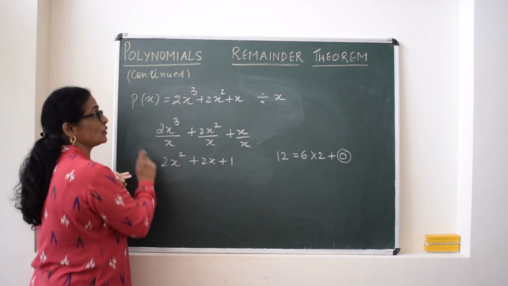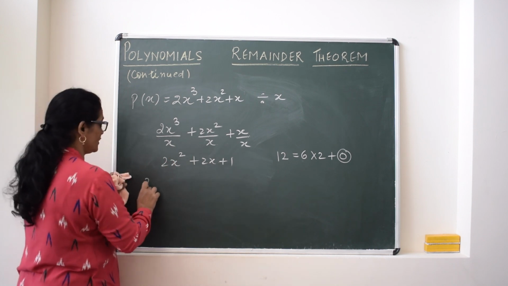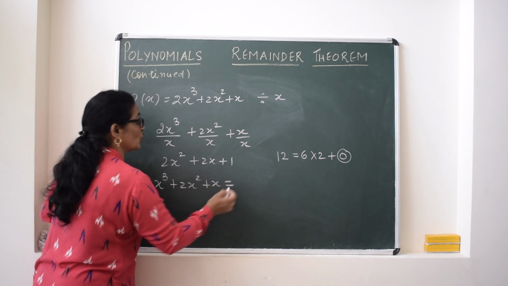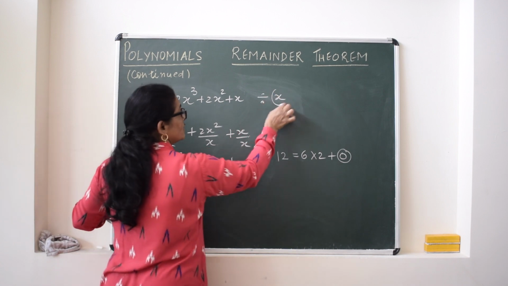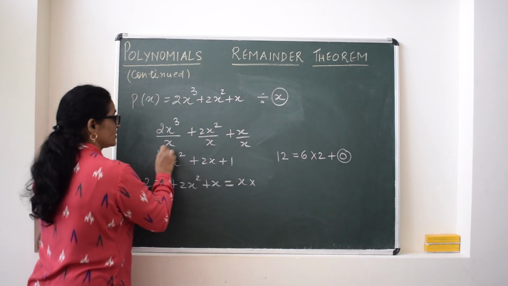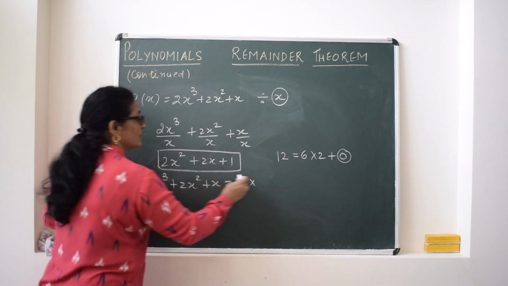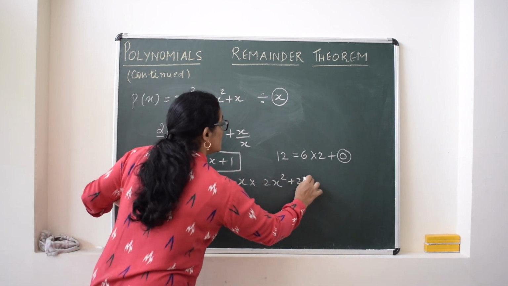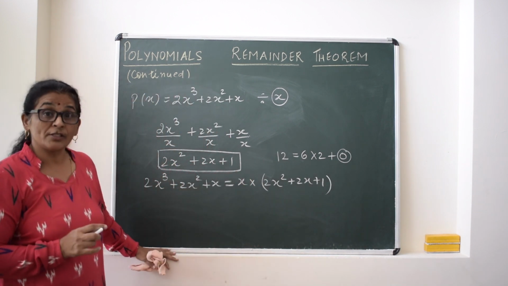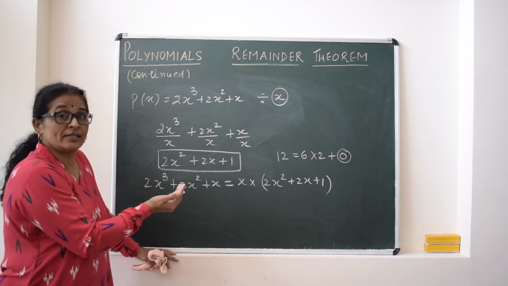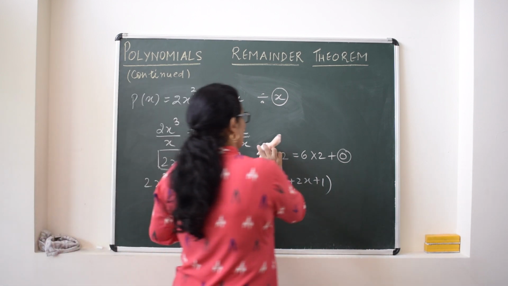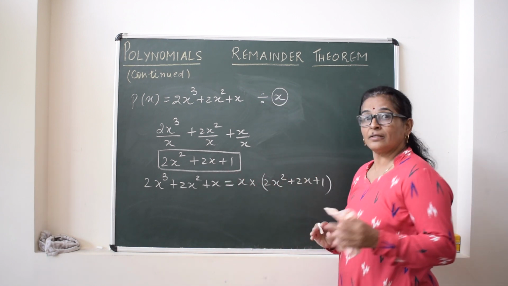So this whole process can be written as: this dividend is equal to the divisor. Now what is the divisor? x, multiplied by the quotient. So what is the quotient? 2x squared plus 2x plus 1. Since it is fully divisible, the remainder is 0. So we can write this remainder 0 or we can leave it also. But suppose we are taking an example in which the remainder is not 0.